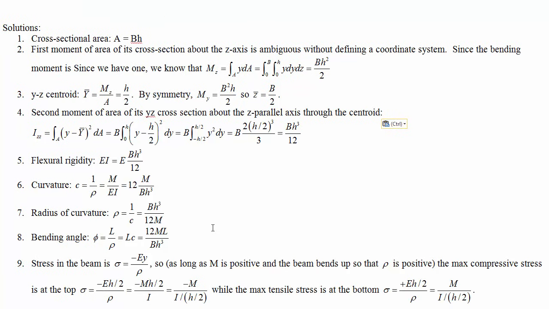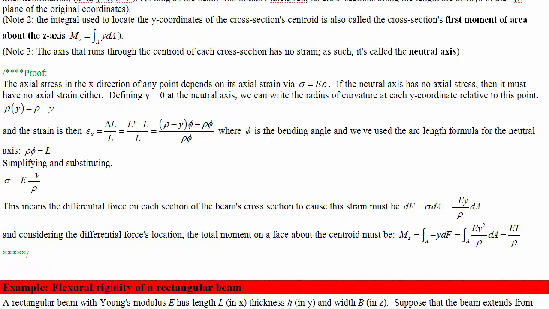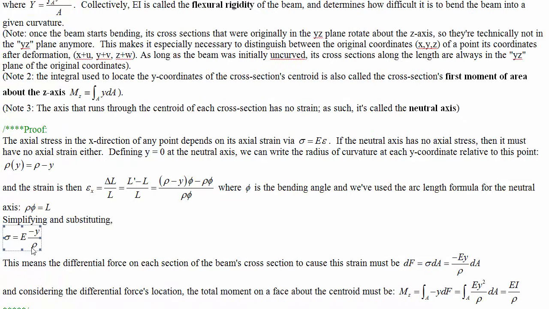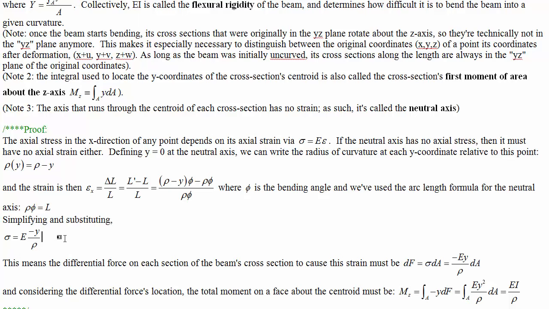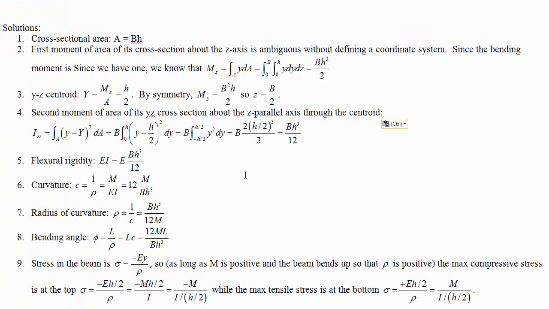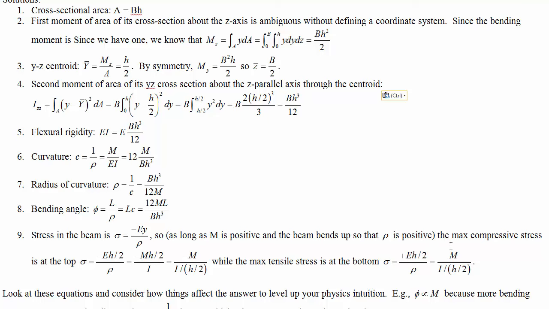And the stress. So as part of this derivation here, we figured out that the stress was Young's modulus times the position relative to the neutral axis, which in this example we defined as y equals 0, divided by rho. So now, to find the stress, we need to remember that the y's for the stress formula are relative to the neutral axis. So the max compressive stress would be at the distance from the center to the top of the beam, so h over 2. And the tensile one would be at the bottom of the beam, negative h over 2.